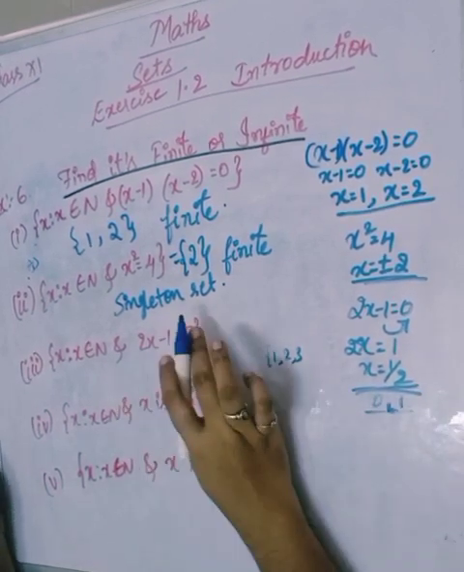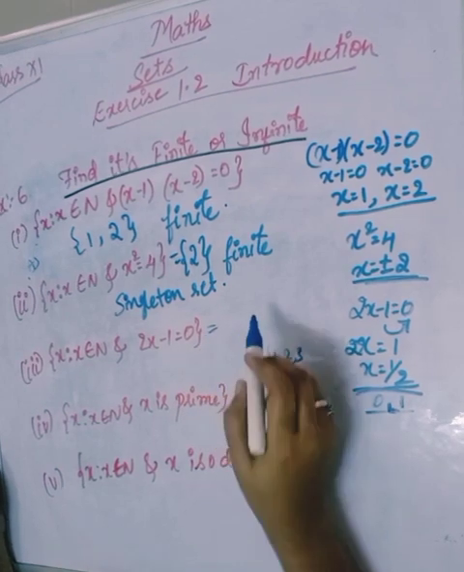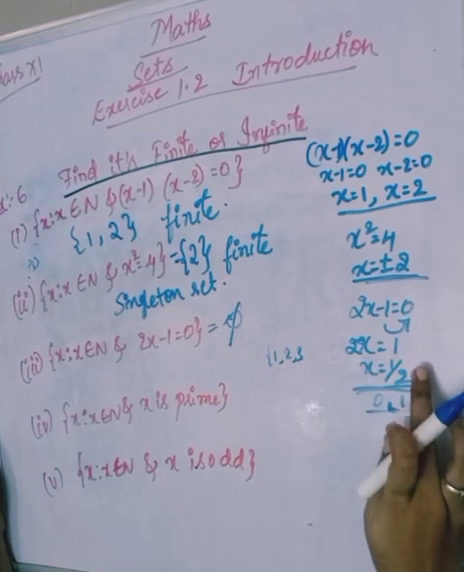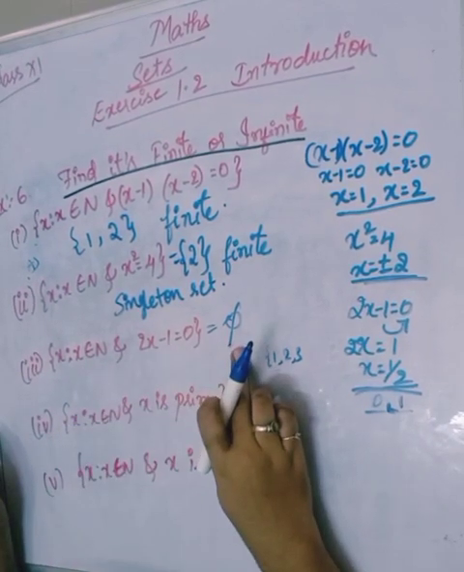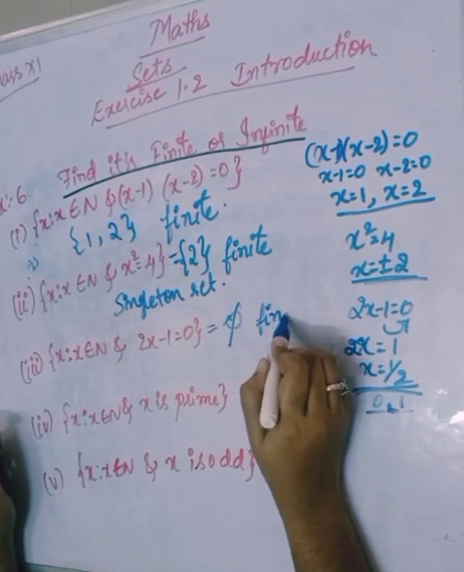But we can't write it here. So therefore what can we write? We can't directly write it's infinite. It's a phi. It won't exist. We are not getting any elements, because we are getting 1 by 2, but it doesn't belong to N. So therefore we will write this as a phi. So phi means, can we count? Yes. So therefore we can say it's finite.